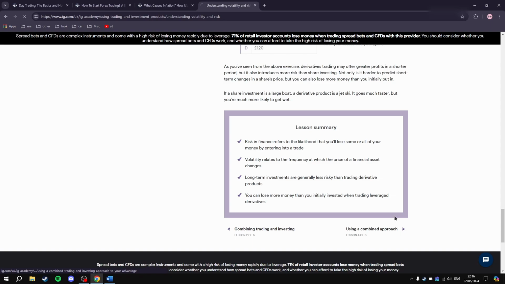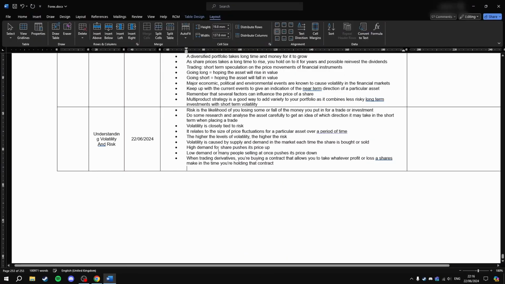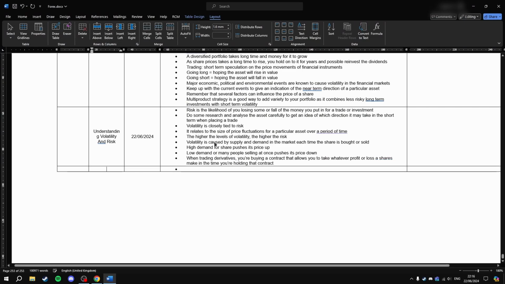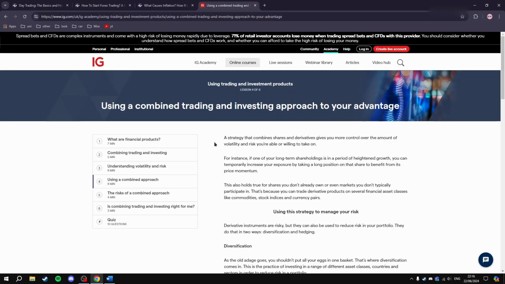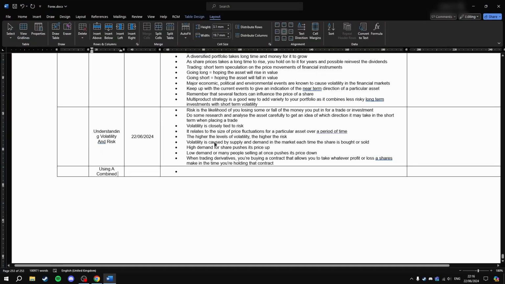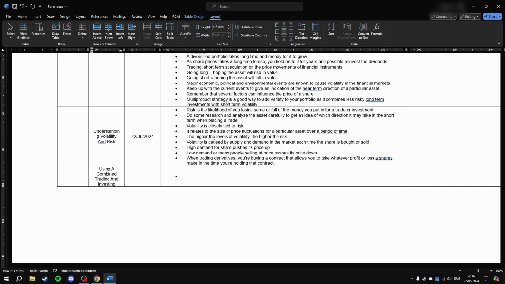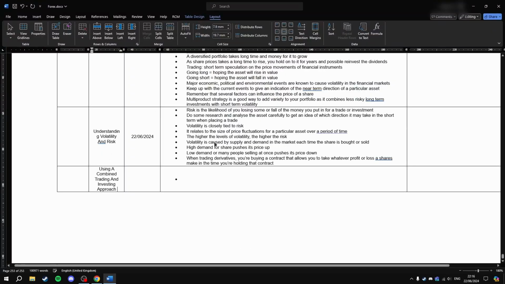Using a combined trading and investing approach to your advantage.